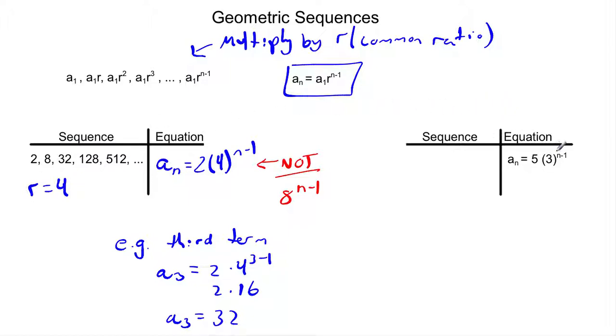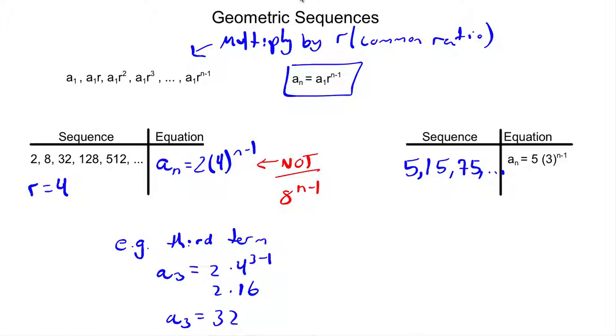Then here, I'm given the equation. Notice this is not 15 to the n minus 1. It's 5 times 3 to the n minus 1. So this sequence starts off with a 5 because this is a sub 1. And the common ratio is 3. That's what I'm multiplying by each time. So it's 5, 15, 75, and so on and so forth.